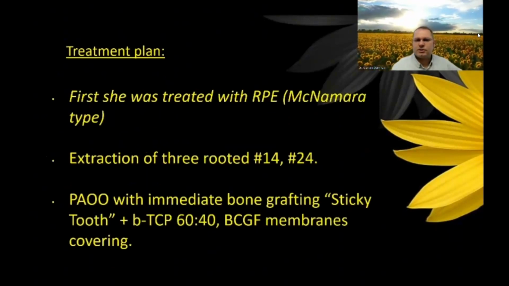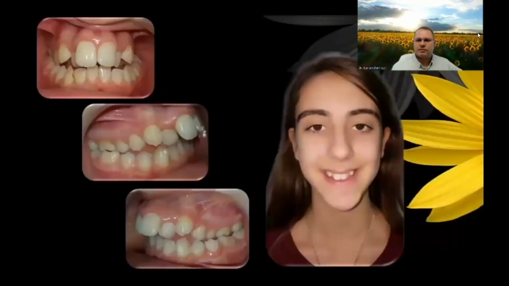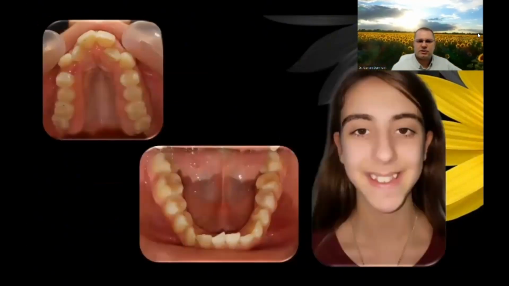The treatment plan: first she was treated with RPE, a rapid palatal expander, expecting the McNamara type expander, extraction of the 3-rooted 14 and 24, which were inevitable in this case, but notice they are 3-rooted. Periodontally accelerated osteogenic orthodontics with immediate bone grafting, sticky tooth, beta-calcium triphosphate 60/40, and BCGF membrane coverage. This is the pre-op situation extraorally, and this is then the pre-op situation intraorally. As you can see, the situation is dramatic.